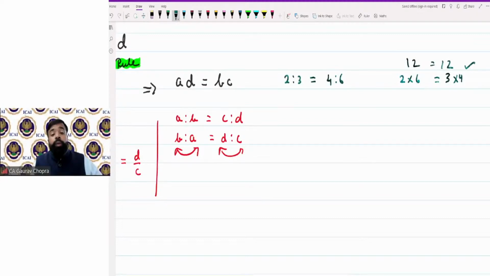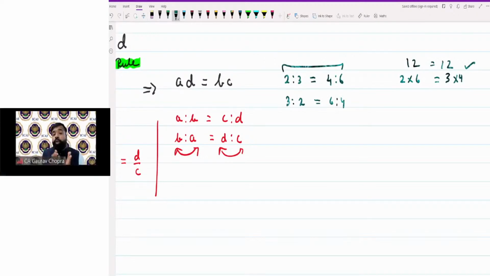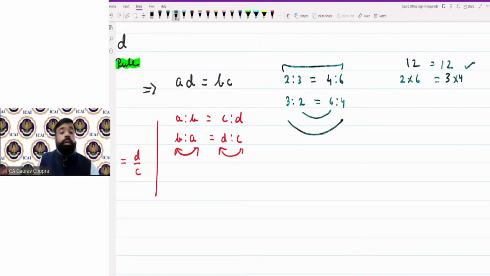Now if we interchange their places, we have to check whether they are still in proportion or not. क्या ये अभी proportion में है या नहीं है? So let's check once again. 2 multiplied by 6 and 3 multiplied by 4. Still both are 12. So still they are in proportion. So in short, this property says that if we inverse the values, A and B की पोजीशन को आपने चेंज किया, C and D की पोजीशन को भी आपने चेंज किया, तो उसका इफेक्ट कुछ नहीं पड़ता है. They are still in proportion.